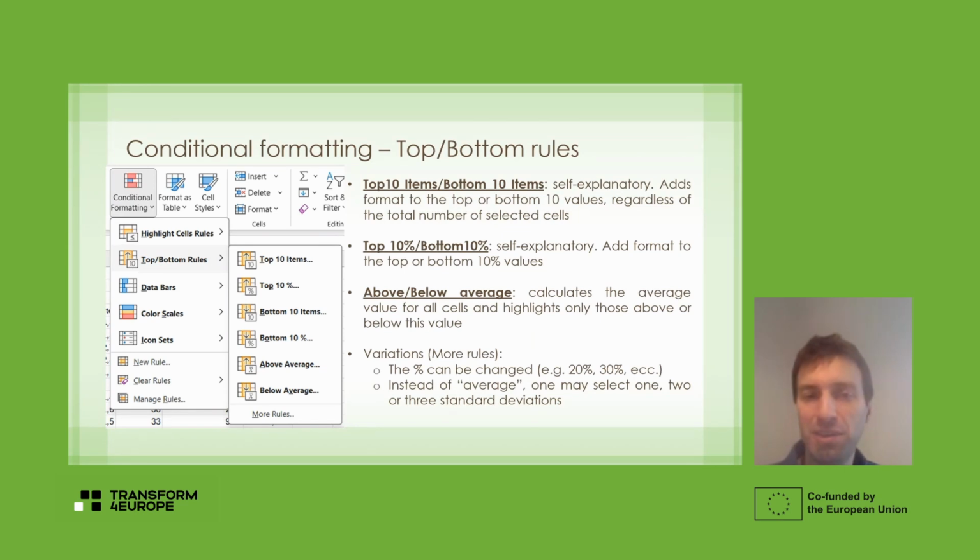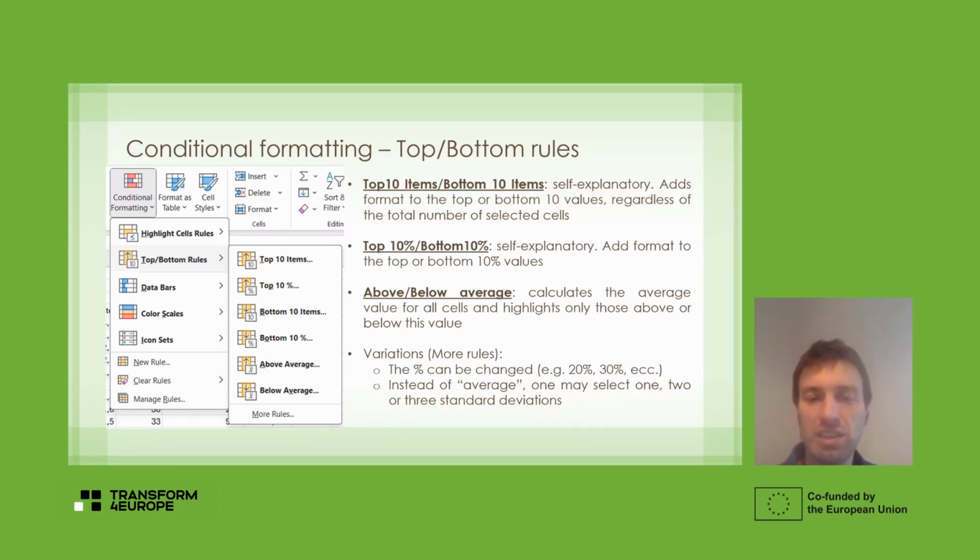This is slightly different. It means that it will select a variable number of items depending on the size of your selection. So for example, if you have selected 100 cells, it will provide the top 10 and the bottom 10. If you have selected 200 cells, it will provide the top 20 values in your cells and the bottom 20 values in your cells. It's always 10% of the total.